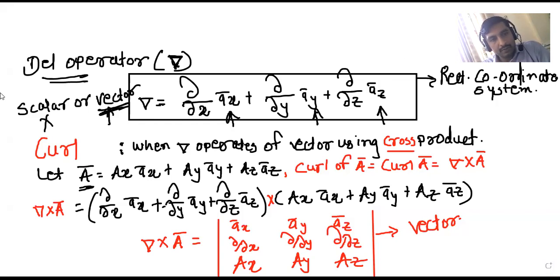Can someone tell me what is gradient? When del operates on a scalar quantity, it is known as gradient. Correct. And gradient results in a vector quantity. Correct. Gradient results in a vector quantity.